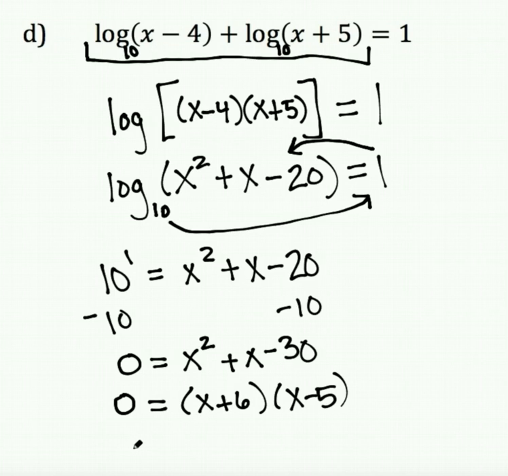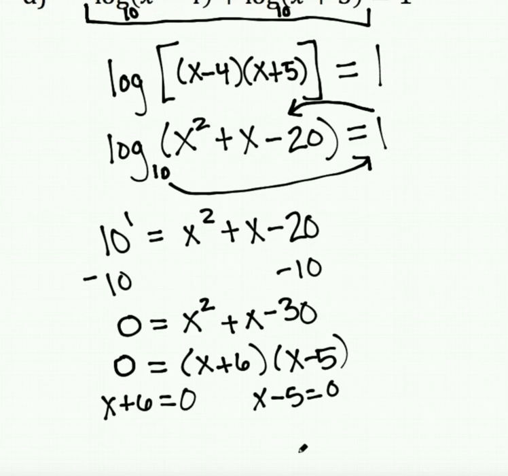When I set each of those equal to 0, so I have x plus 6 could equal 0, and x minus 5 could equal 0, and I solve those, that leaves me with x is equal to a negative 6 or a positive 5. But remember, I have to go and check.